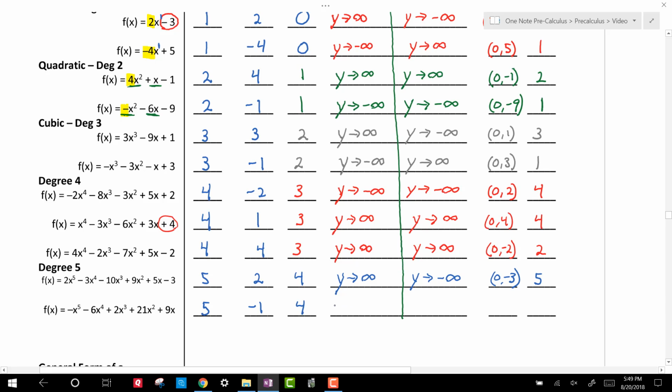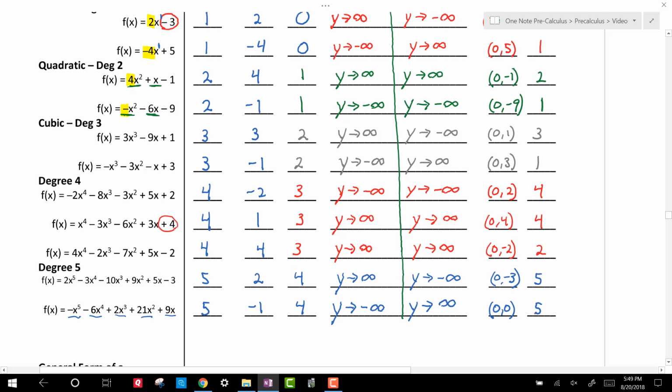Next one had 4 turns. You'll notice that the right side went down again. So as x got really big, y got really small and went to negative infinity. The left side of this graph went the opposite direction. The left side was going up to positive infinity. We had a y-intercept at 0, 0, because again, notice if you plug in 0 to this function, you get 0 for the first term, 0 for the second, 0 for the third, 0 for the fourth, and 0 for the fifth. There's no constant term here. And this graph did have a total of 5 x-intercepts.